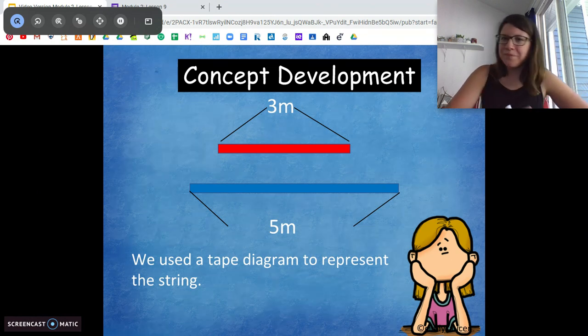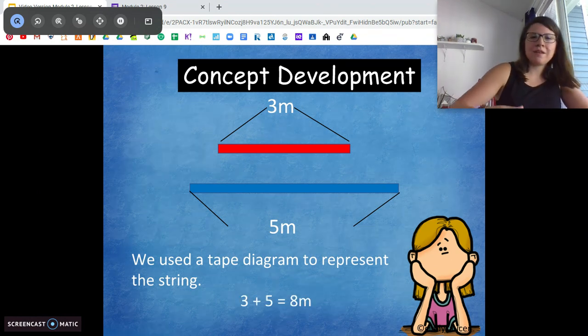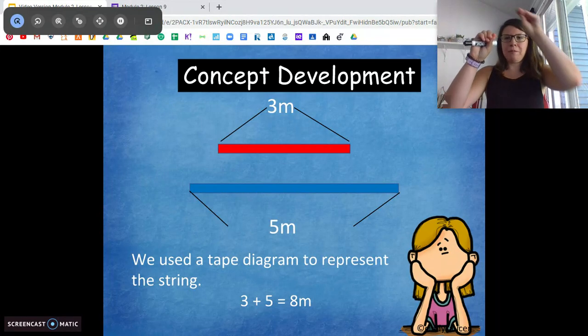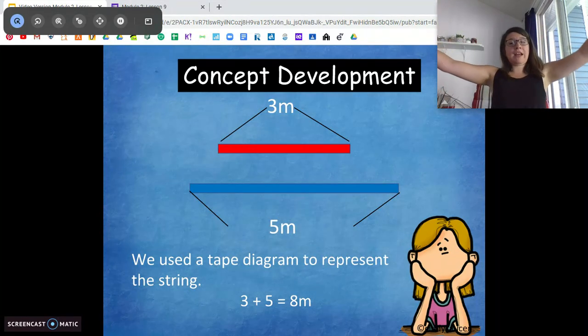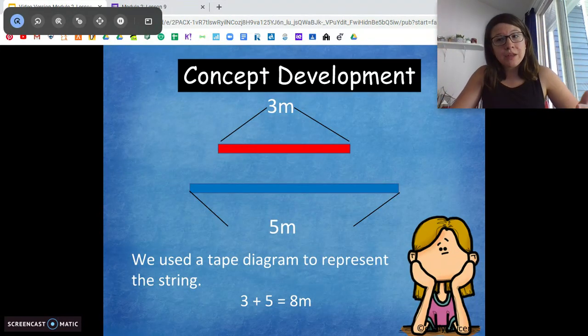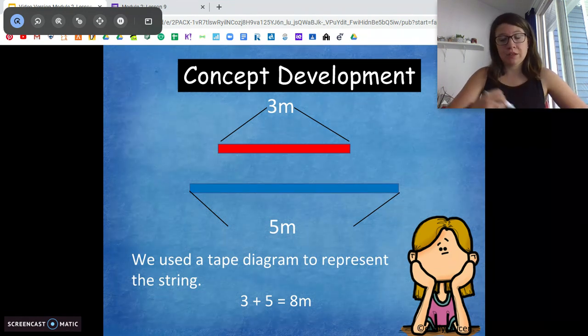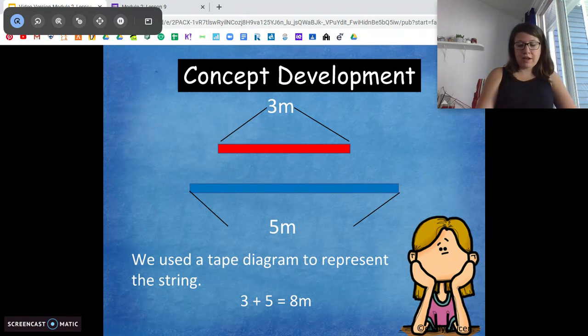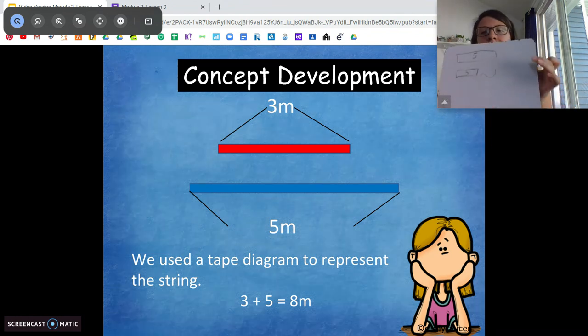What did you get? We have 3 meters plus 5 meters equals 8 meters. That's how much string I have all together. Now we can also use this to find the difference between the strings. So if I have one string that's 5 meters and one string that's 3 meters, I can use that to find the difference between the two lengths of string.